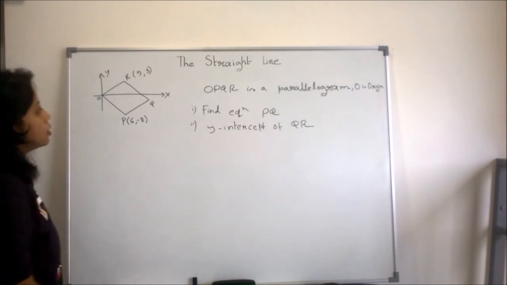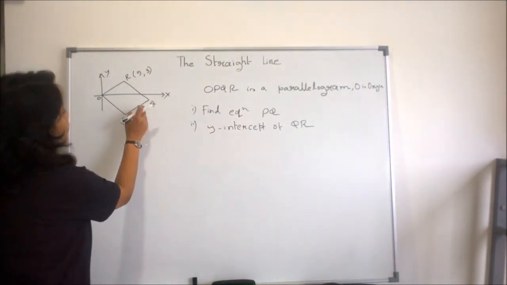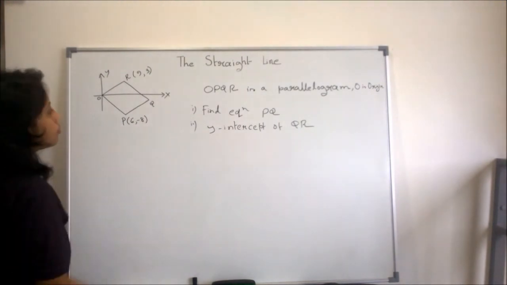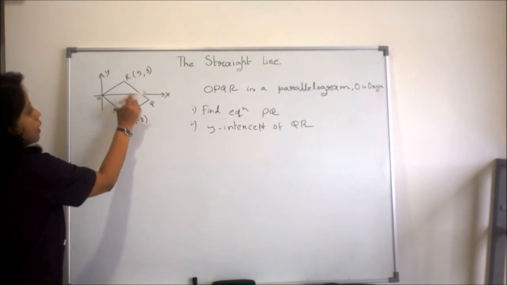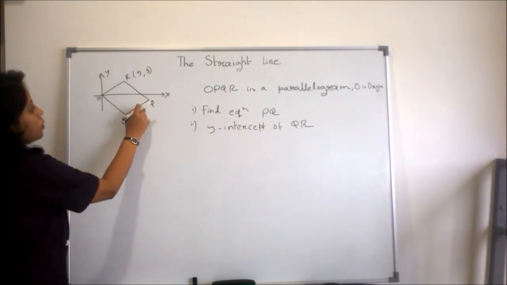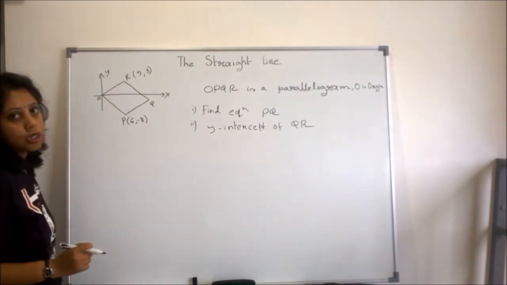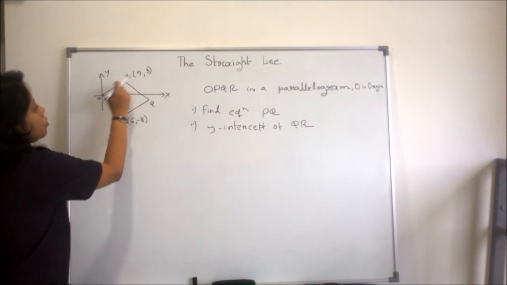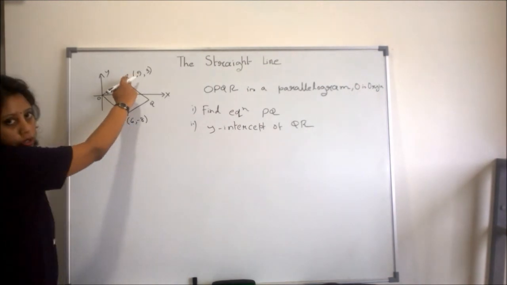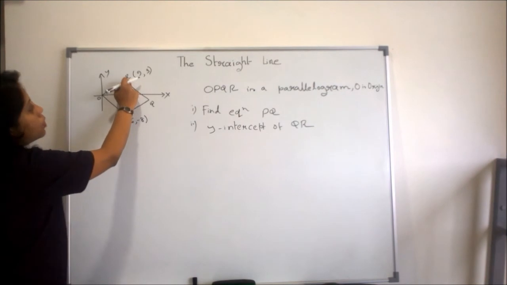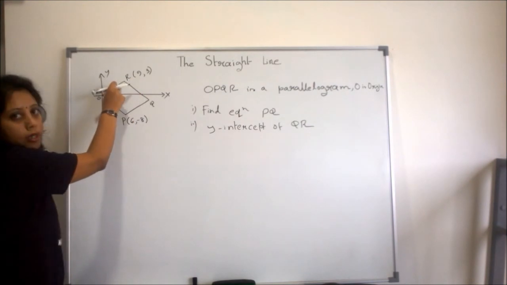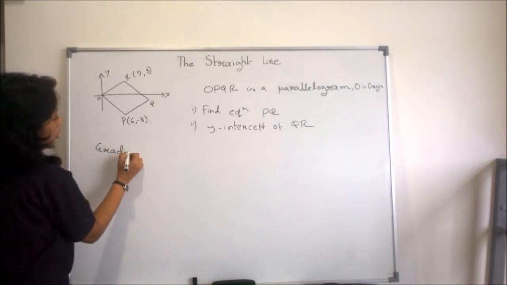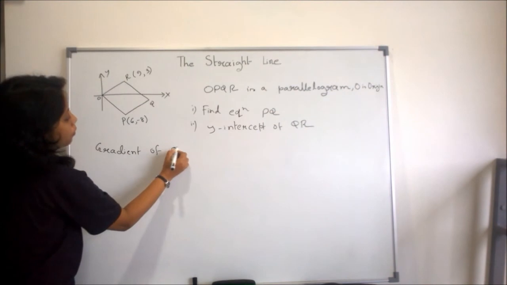So here we have to find out the equation of PQ. Now look at this. What do we know about the parallelogram? The opposite sides are parallel. So PQ is parallel to OR. Now, for the line OR, we know the coordinates of O and R also. So it is easy to find out the gradient of OR.